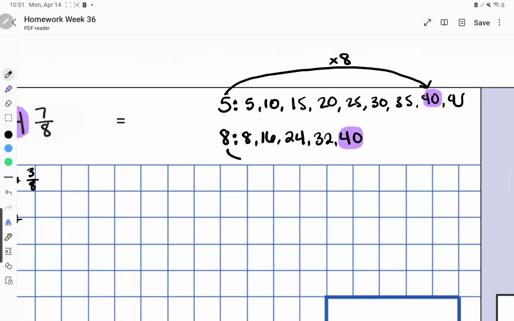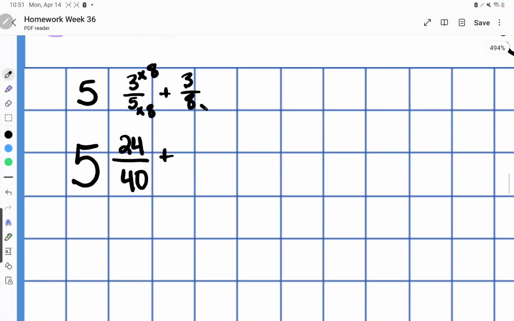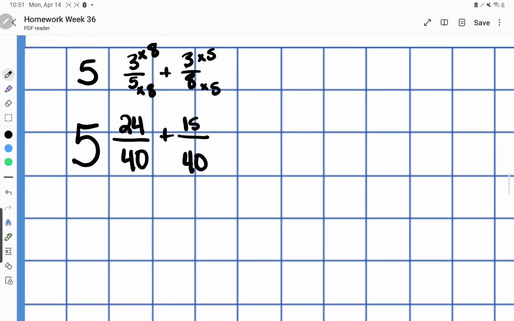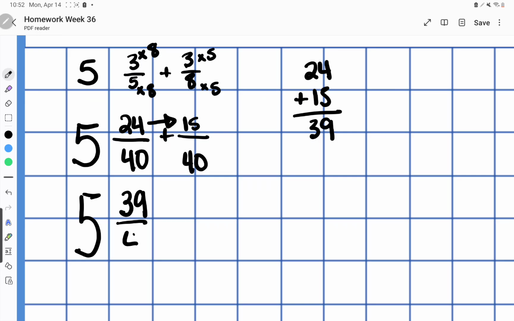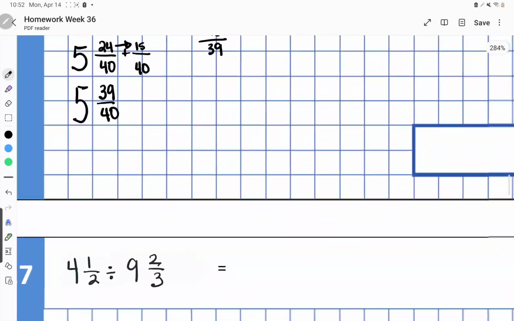Plus, we go from 8 to 40, and we have to do that by multiplying by 5. So to this 8 right here, I do times 5, and so to the 3, I would do times 5. 3 times 5 is 15, and then 8 times 5 gives me 40. We keep our big 5, and then we add our numerators. 24 plus 15 gives me 39. So that gives me 39 over 40.